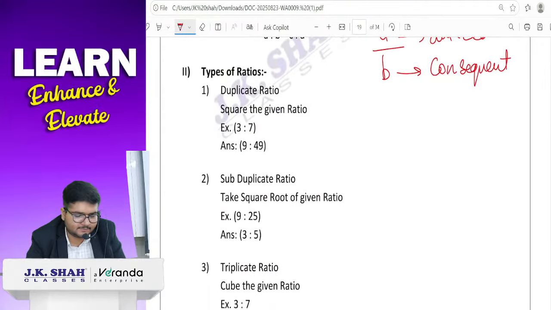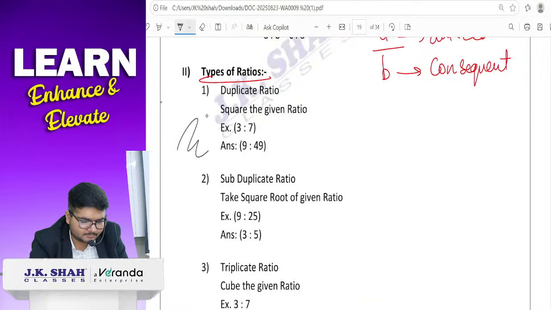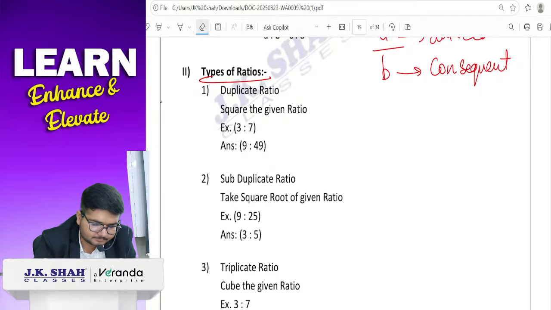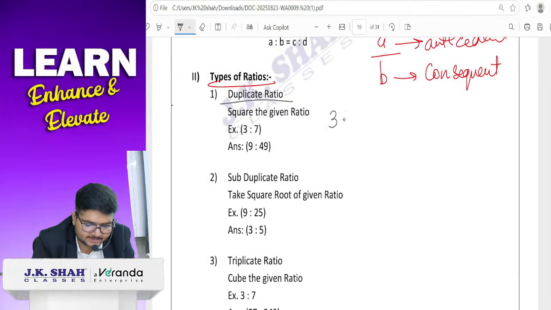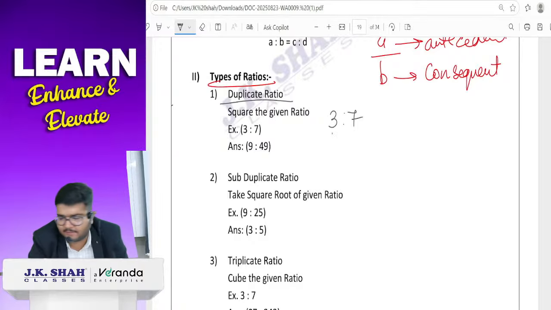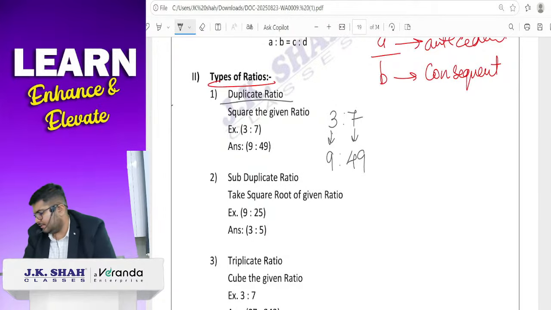Now there are types of ratios, very easy. First is duplicate ratio. In duplicate ratio, there will be a ratio given to you, and you just have to take the square of them. Like they will ask you to find the duplicate of 3:7. So you have to find the square of this and the square of this, and you are done. The answer is 9:49.